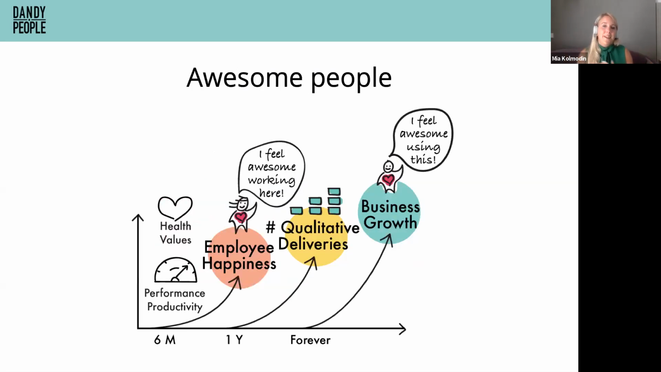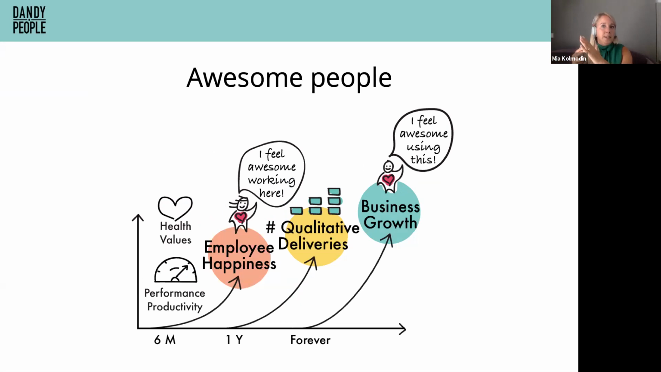And awesome people. So some of the things that happen if you do a transformation, of course, usually happen pretty much like this. After around 6 months, you see increased employee happiness, because if you belong to a team, you are usually 100% more satisfied. So you always increase employee happiness by bringing people into a team.